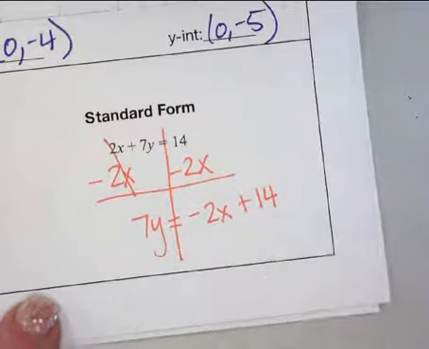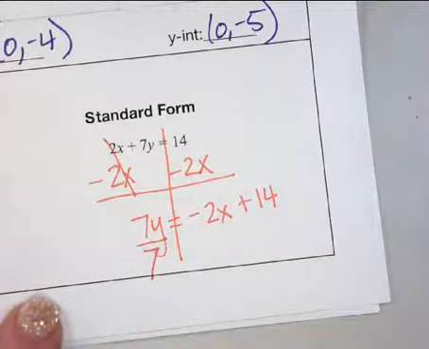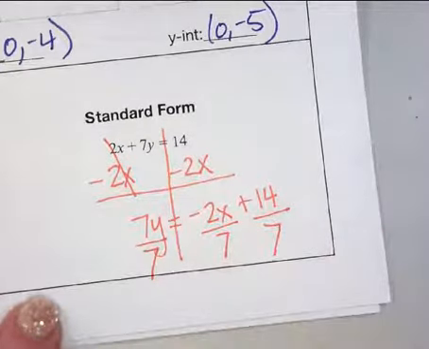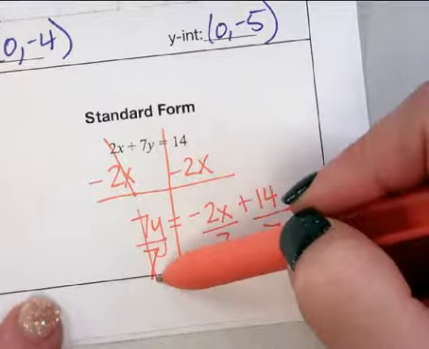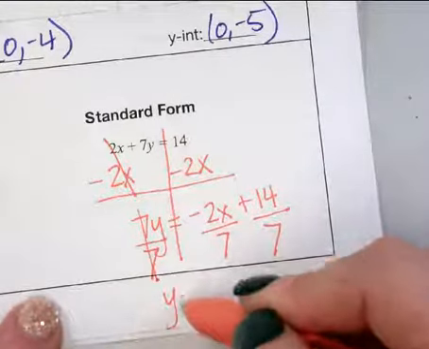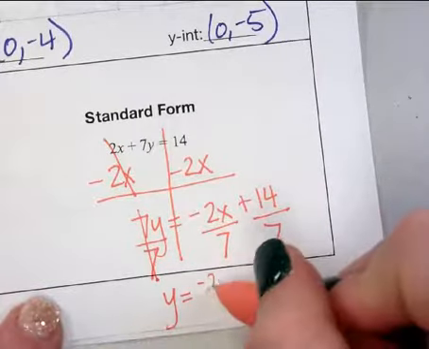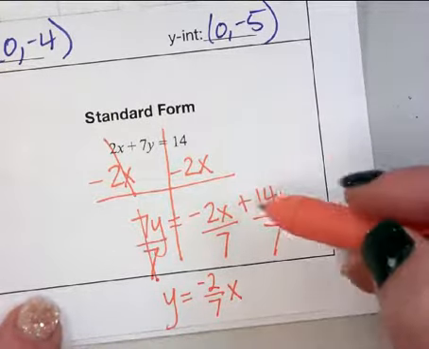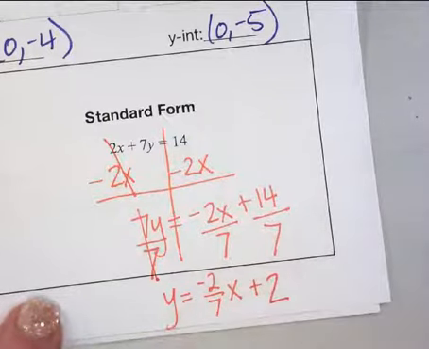The next thing you would do is divide by 7 so that y would be by itself. Remember, what you do to one side, you have to do to the other side as well. 7 divided by 7 is 1. So those cancel, and I'm left with 1y. Negative 2 divided by 7, that does not reduce, so I just have negative 2 over 7. And then positive 14 divided by 7 is positive 2.